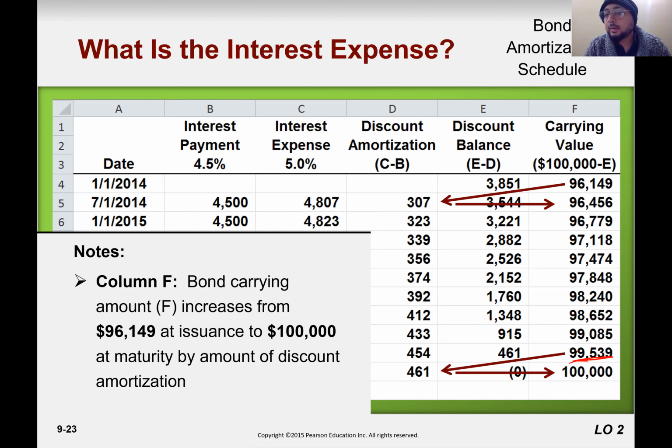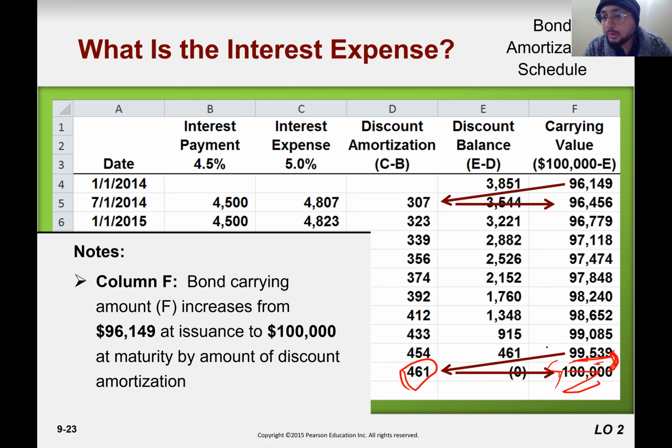But remember how much we added here to get this one. If we added 476 to 99,539, it exceeded the value of 100,000. So for the last payment, the difference is going to be the plug figure here. If you take the difference between 100,000 minus 99,539, the answer is going to be 461. So that's why the last payment is going to be a plug figure, a balancing figure.